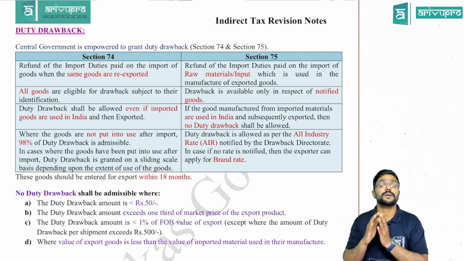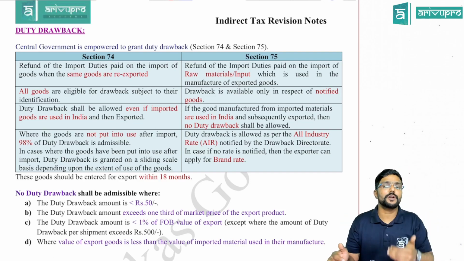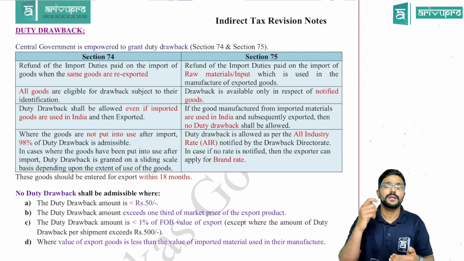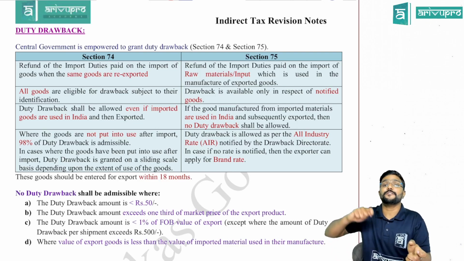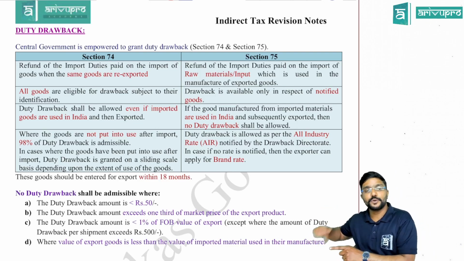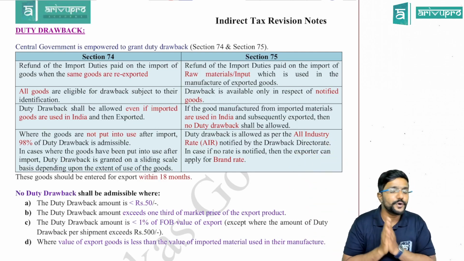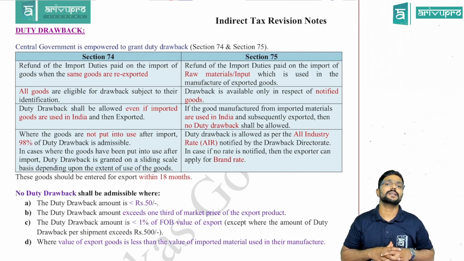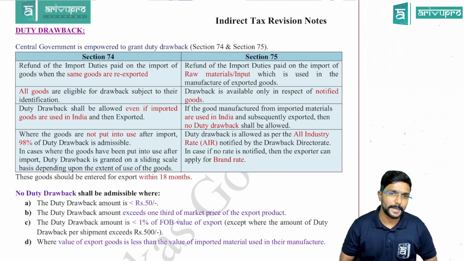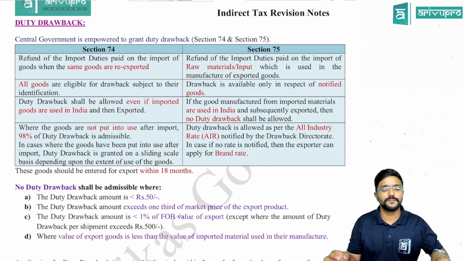In the same way, section 75 says, if I import a raw material on which I have paid import duty, and I use the same raw material to manufacture my output, and my output is exported, then once I have exported my output, whatever import duty I have paid on the import of my raw material, I can claim it as duty drawback. Yes, there are some important differences between the both.